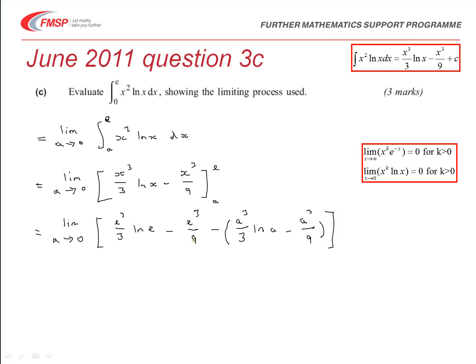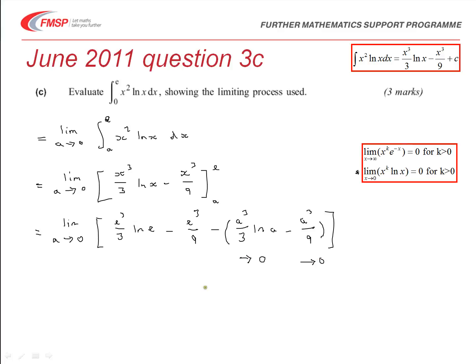The key thing we then need to look at is what happens to a cubed over 3 ln a and a cubed over 9. Well, the a cubed over 9 is fairly obvious that as a tends to 0, this will disappear. Then the a cubed over 3 ln a, that is one of our cases that we know that the limit as x tends to 0 of x to the k ln x is 0 when k is positive. k is 3 in this case, so this will also tend towards 0. So both of these terms will disappear.